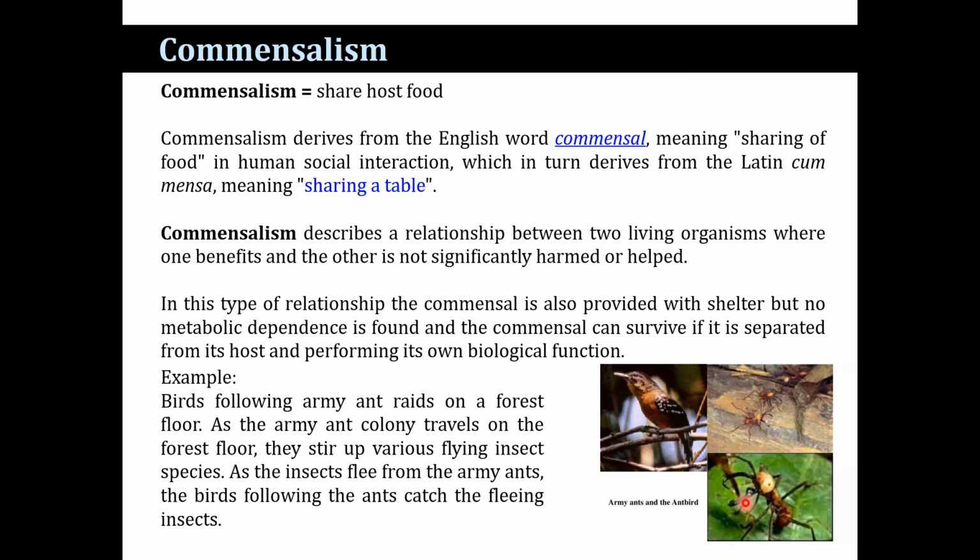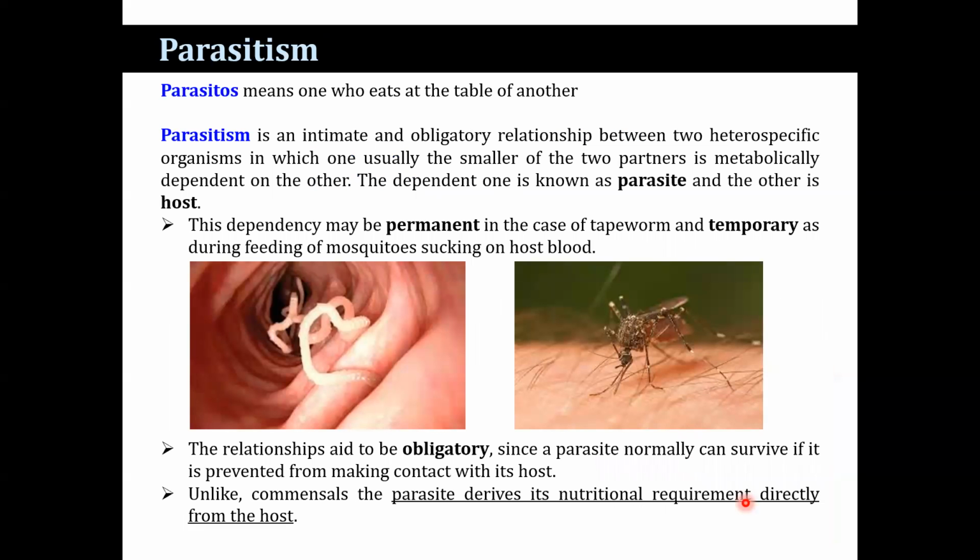So the sharing of food and the providing of shelter are the main features of commensalism. And a number of unique behavioral patterns are commonly associated with certain commensals and are found in nature. And then parasitism. Parasitism means one who eats at the table of another.